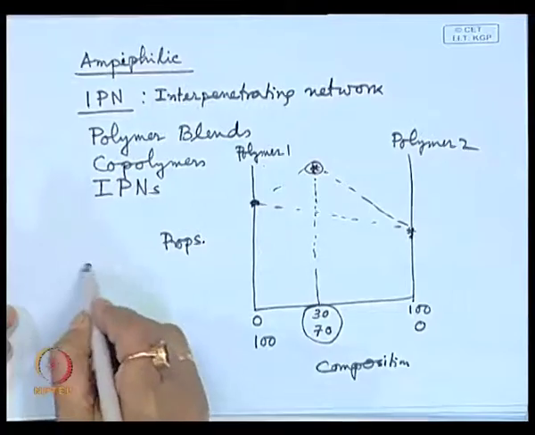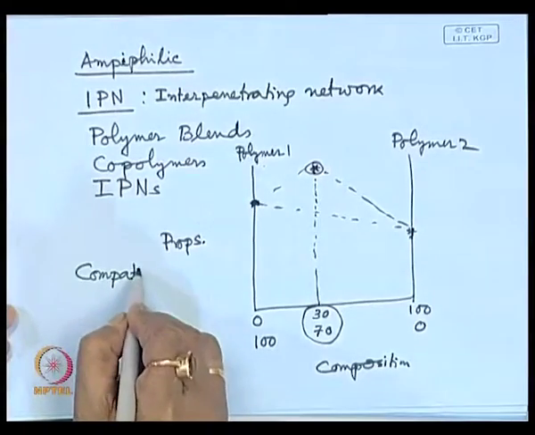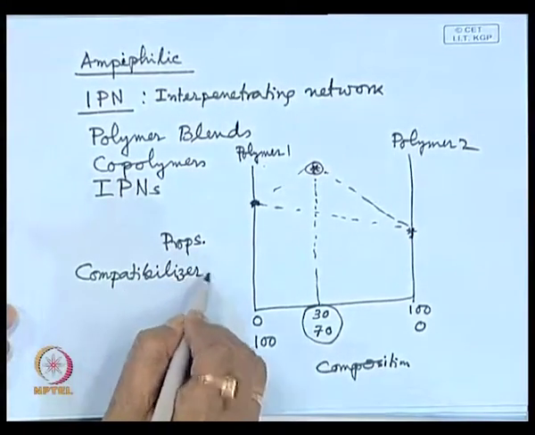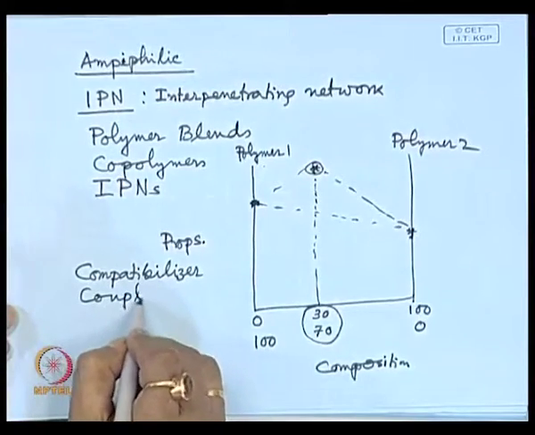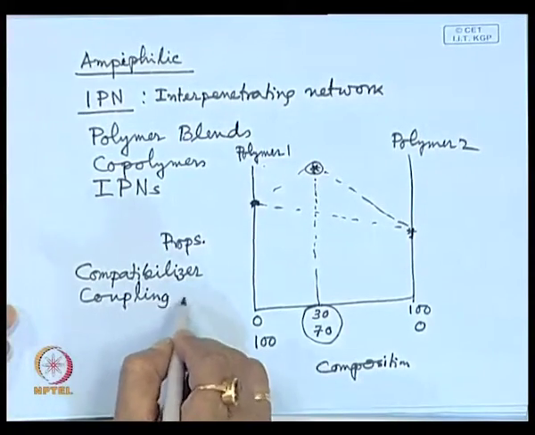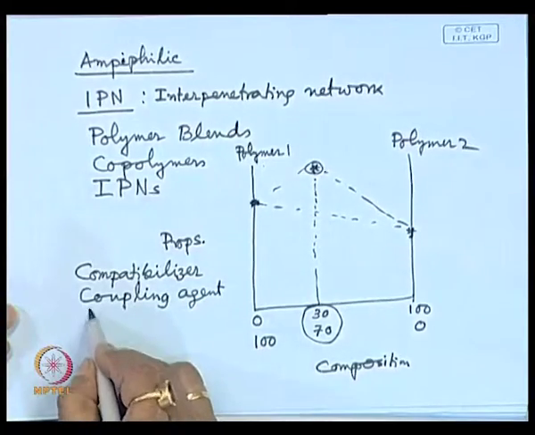Okay. Now, people also tried to get stability in the properties of blends. For that, what did they do? They used some compatibilizer, or coupling agent, or mediator.